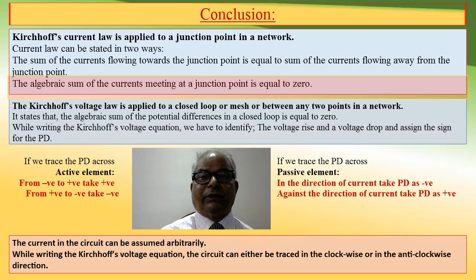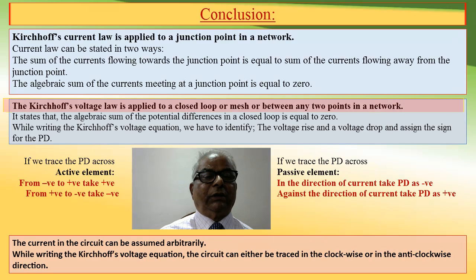is equal to 0. When we say the algebraic sum, you must understand that the branches are connected to a junction point and the currents that you assume are the branch currents. So keeping this in mind and assigning the sign for the current flowing towards the junction point and current flowing away from the junction point, you can write the equation for the statement 2.